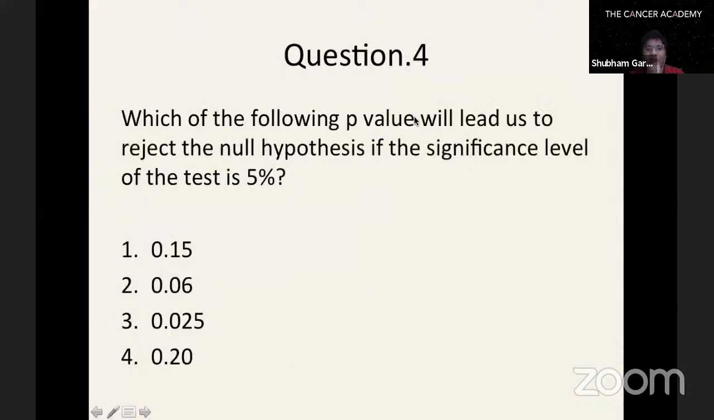Okay. Question 4: which of the following p-values will lead us to reject the null hypothesis if the significance level of the test has been defined to be 5%? The four values are 0.15, 0.06, 0.025, and the last one is 0.20. So at which of the following would you reject the null hypothesis if the significance of the test is 5%?